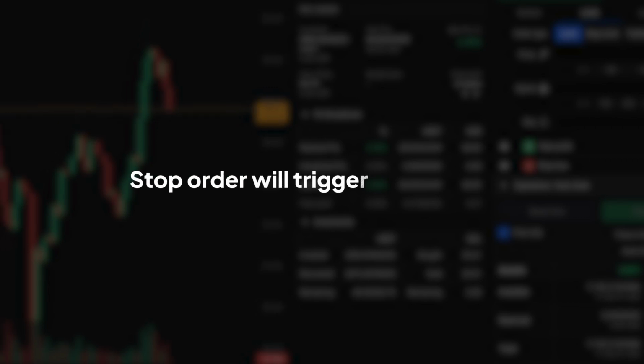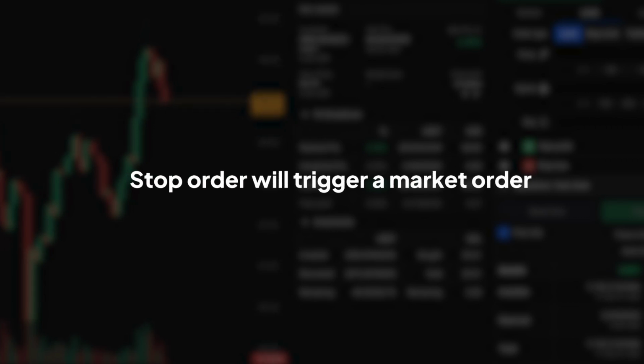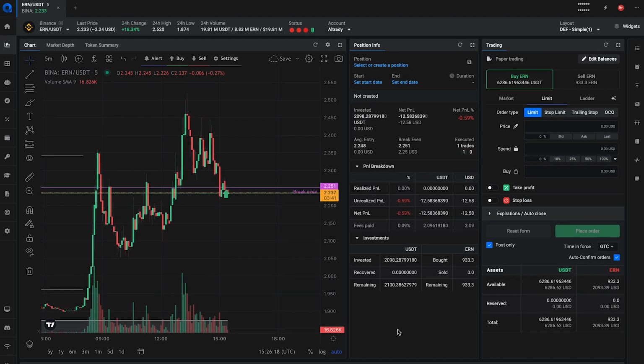Please note that the stop order will trigger a market order. This may result in less profit than expected on low liquidity markets and can even result in a loss due to price slippage. Let's see how you can place a stop market order in Altrady.